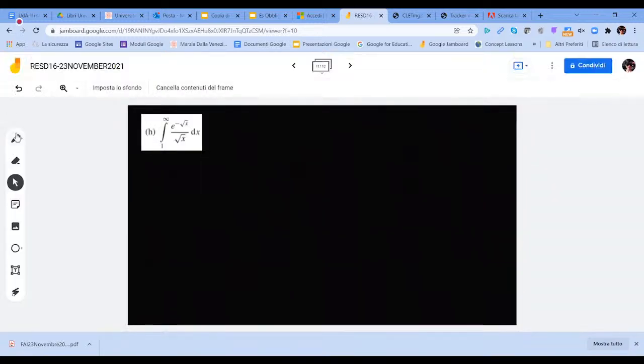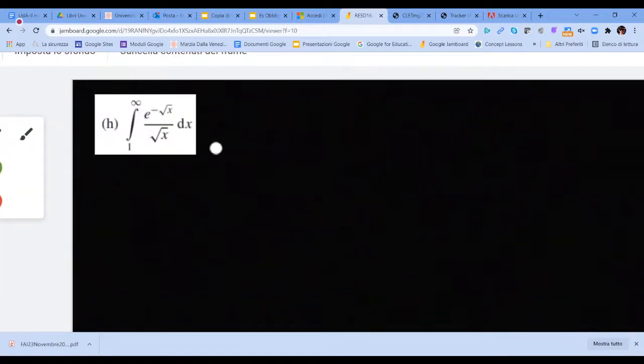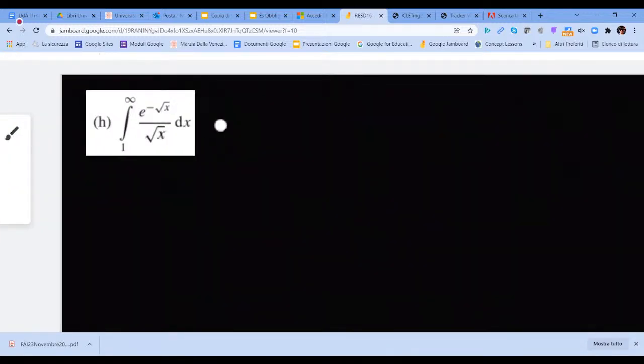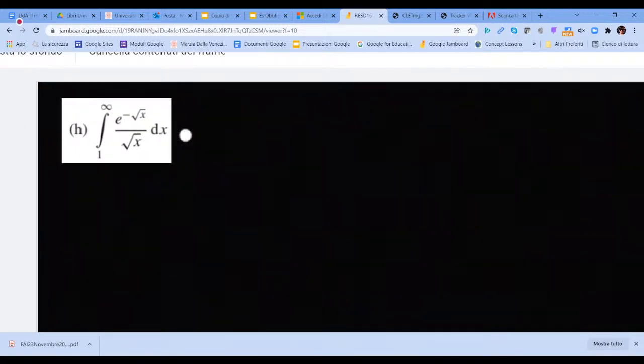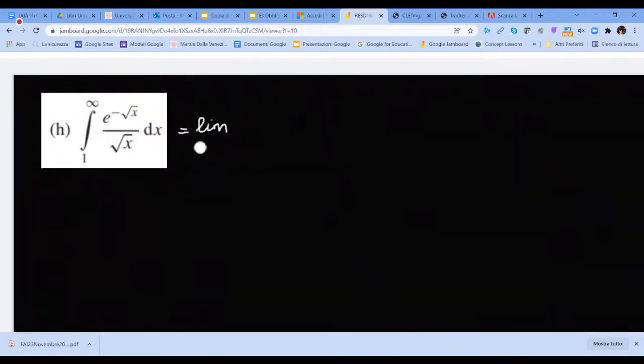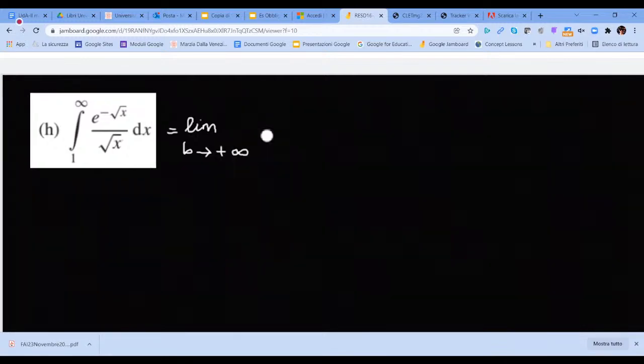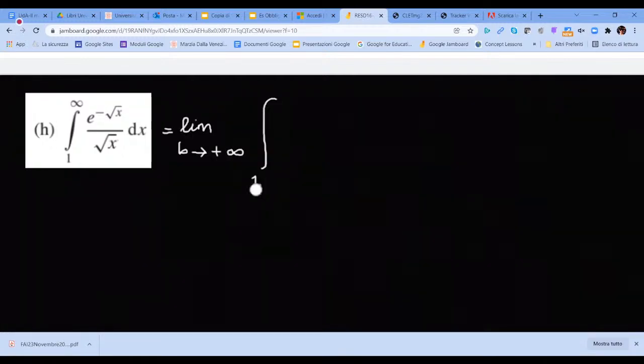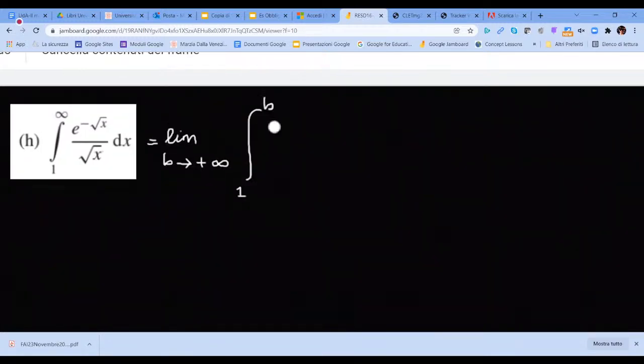So in this case, we have, of course, to substitute the limits because it is plus infinity. So this integral will be the limit for b approaching to plus infinity of the integral between 1 and b of this quantity.